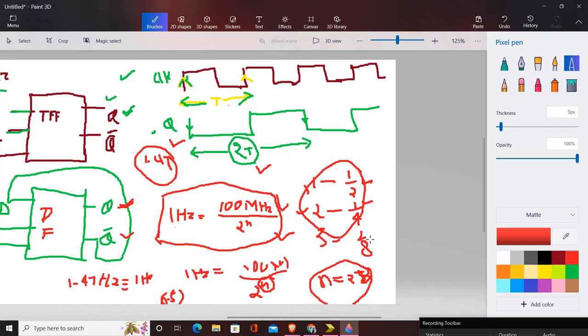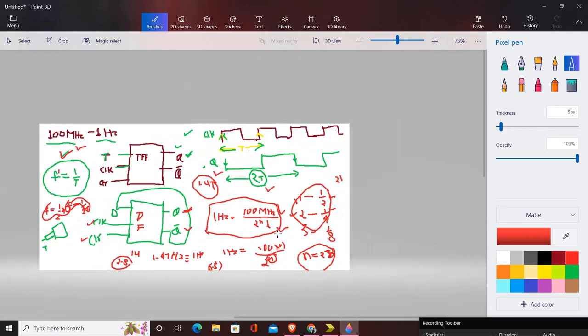When we decrease, like we give 26 flip-flops, then that term increases, approximately up to 2.81 something. That is obviously not our requirement. Our requirement is 1 hertz. So the exact flip-flop requirement is 27.